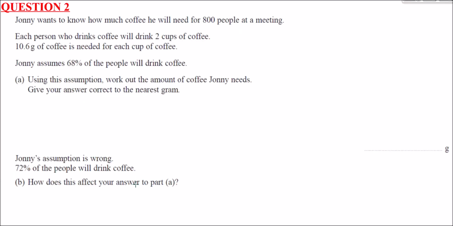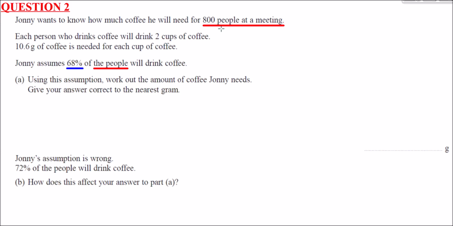So, this one's a more problem-solving one. It's about Johnny wanting to know how much coffee he'll need for 800 people at a meeting. So let's just talk it through step by step. So this meeting, 800 people, okay. Now, they're drinking coffee, and he's assuming that 68% of those 800 people will drink coffee. And each person who drinks coffee should have 2 cups, 10.6 grams of coffee is needed for each cup of coffee. So using these assumptions, work out how much coffee he needs.